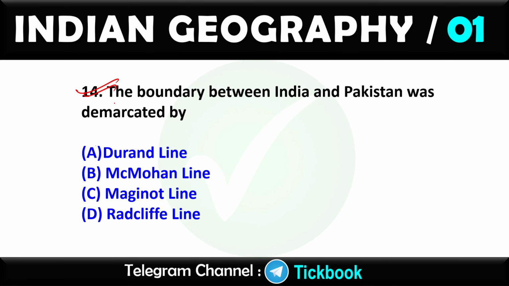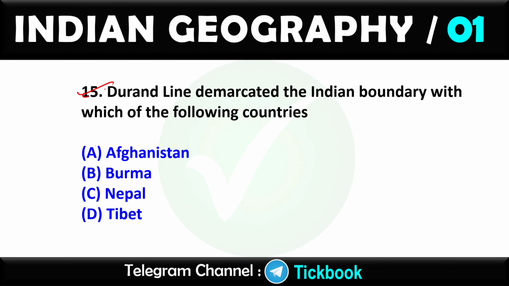Question number 14. The boundary between India and Pakistan was demarcated by? Option number D is the right answer, Radcliffe Line. Question number 15. Durand Line demarcated the Indian boundary with which one of the following countries? A is the right answer, Afghanistan.